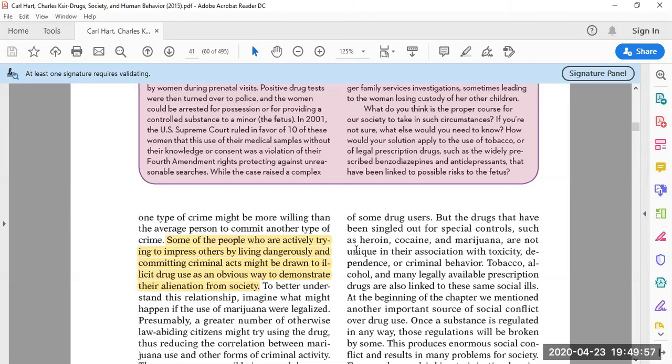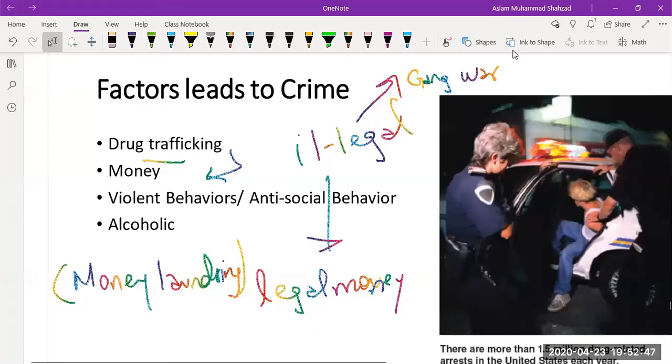I already discussed money laundering and people making illegal money, which makes it easy for them. Even if we legalize the drugs, they still want to make money, and they use other mediums to make illegal money. So again, we go back to the slide, where we are discussing why people become criminals. We discussed one point: because money is involved, they use illegal money to make legal money. And I discussed it in detail.